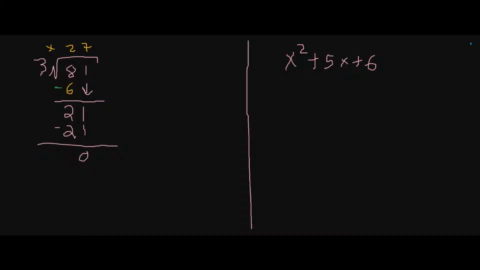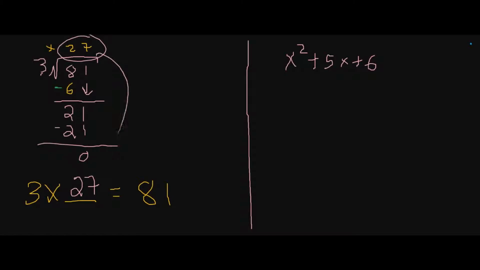Therefore, the original problem, what we were really trying to figure out is 3 times what gives me 81. By using long division, that basically means 3 times 27. That's the number we got up here. And that means 3 times 27 is equal to 81.